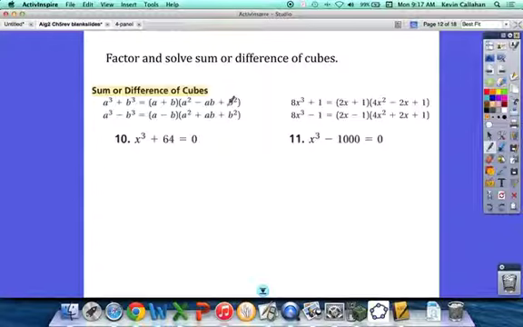And beyond that, if it's the sum of cubes, then the binomial is a sum, right? These match. Plus matches with plus, minus matches with minus. And it's the next term which switches sign. So for the sum, that's a plus and that's a plus, but that's a minus. For the difference, that's a minus and that's a minus, but that's a plus. If you just recognize that pattern, you'll get this problem right.